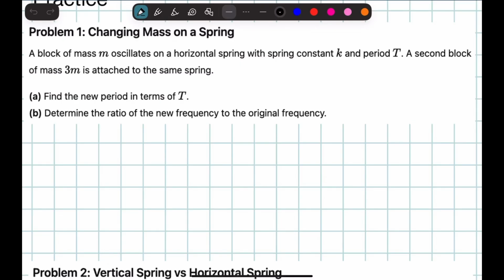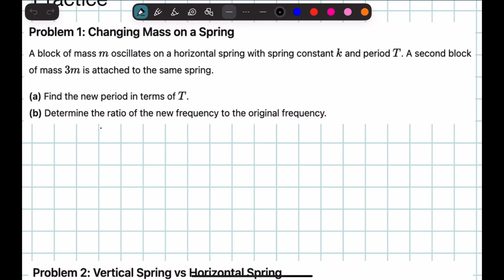A block of mass M oscillates on a horizontal spring with spring constant k and period T. A second block of mass 3M is attached to the same spring. Find the new period in terms of T. Determine the ratio of the new frequency to the old frequency.